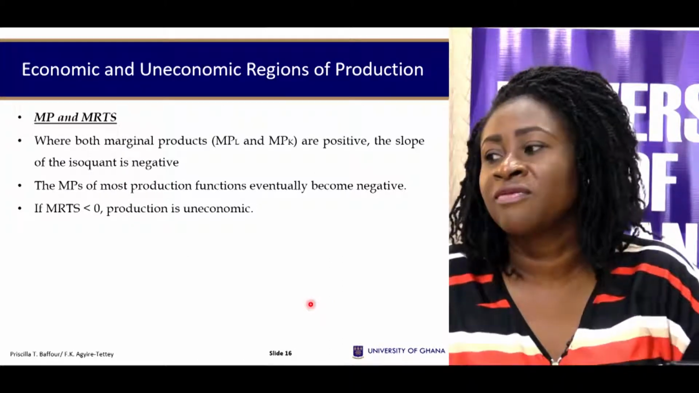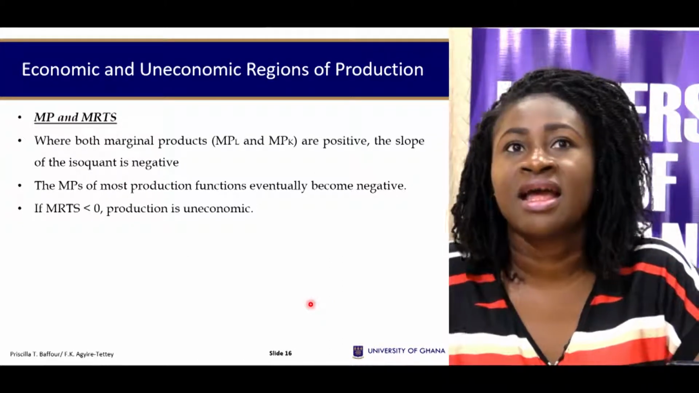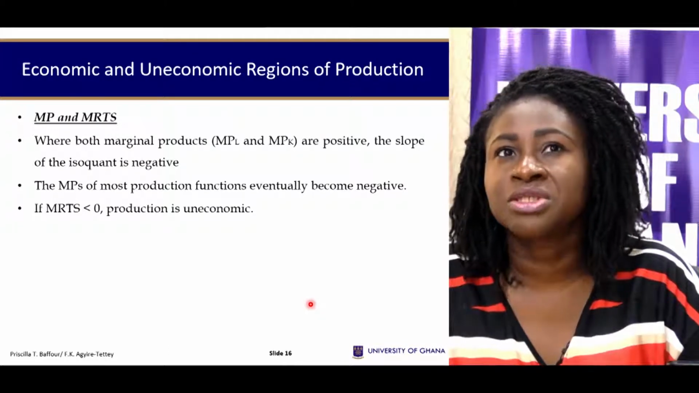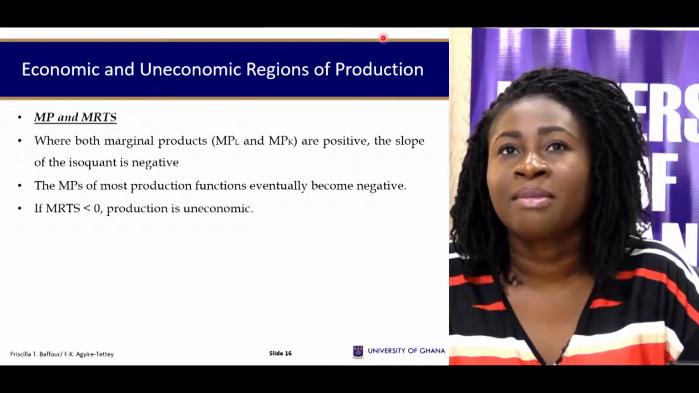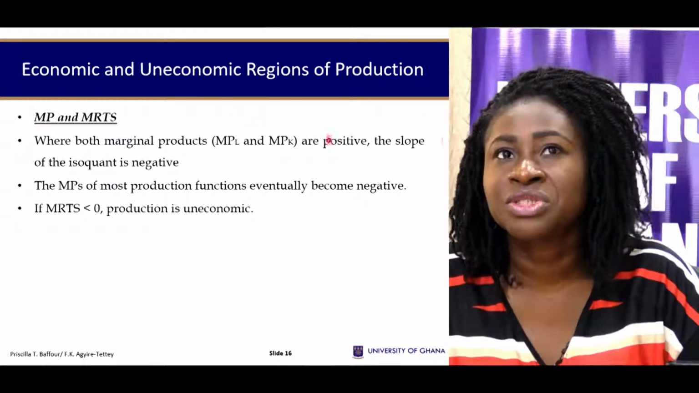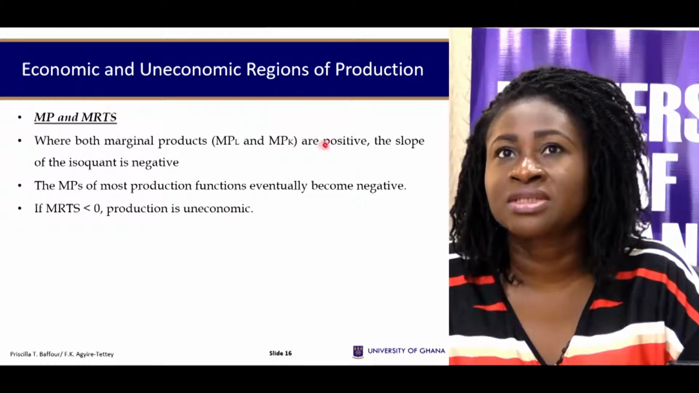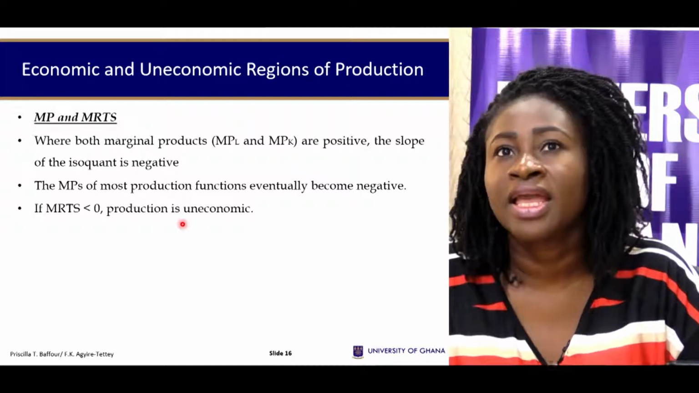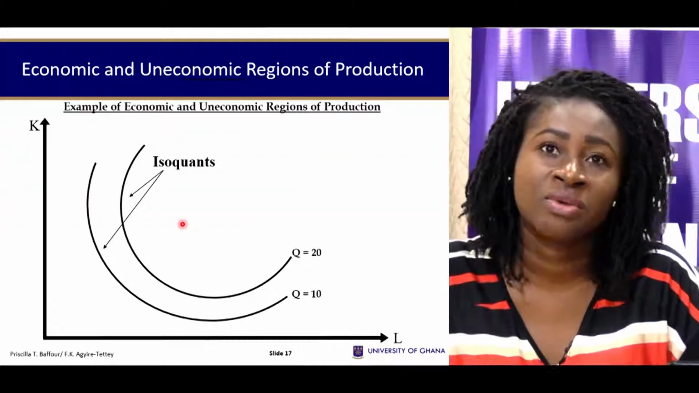Right, so in terms of marginal products and the marginal rate of technical substitution, we know that the marginal rate of technical substitution is the slope of the isoquant, and the ratio of the marginal product of labor and marginal product of capital gives us the slope of the isoquant, right?